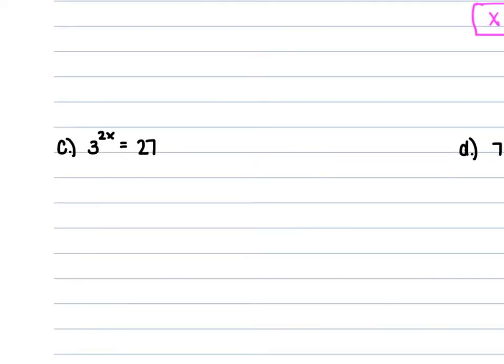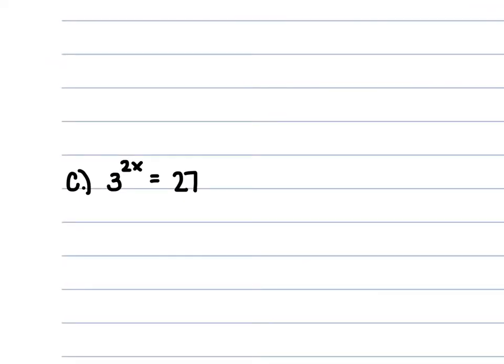For C, we have 3 to the power of 2x is equal to 27. So 27 is also 3 to the third power. So we can rewrite this as 3 to the power of 2x is equal to 3 to the third power. Our bases are the same here. Those 3's are the same, so we can cancel them out and only work with the 2x is equal to 3. Divide each side by the 2. We have that x is equal to 3 over 2.